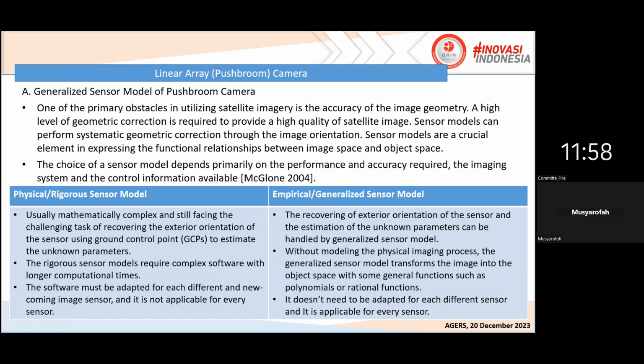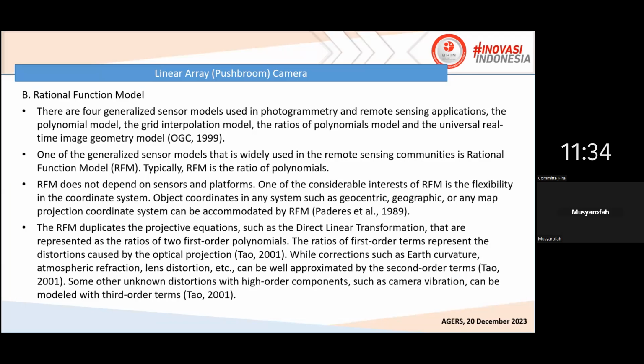For the generalized sensor model, the recovering of exterior orientation of the sensor and the estimation of the unknown parameters can be handled by the generalized sensor model. Without modeling the physical imaging process, the generalized sensor model transforms the image into the object space with some general function, such as a polynomial or rational function. It does not need to be adapted for each different sensor, and it is applicable for every sensor.